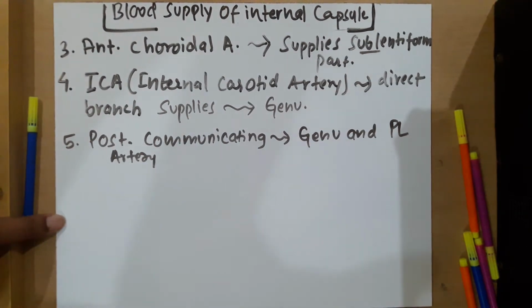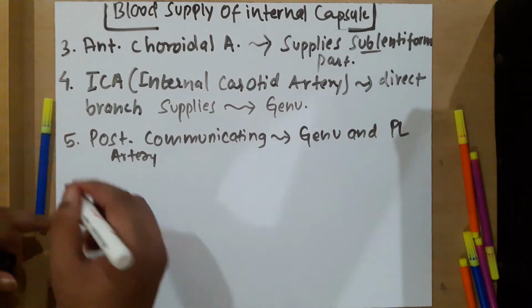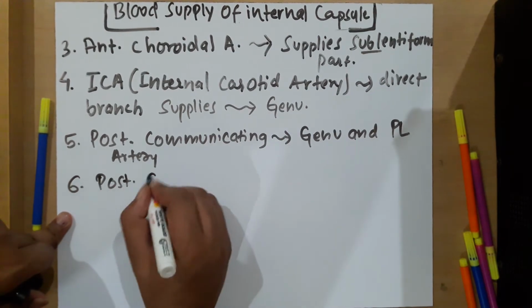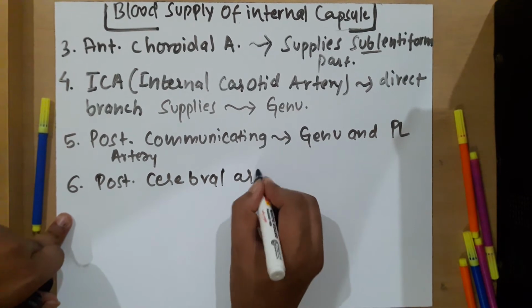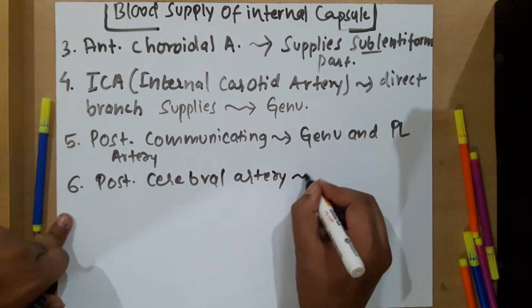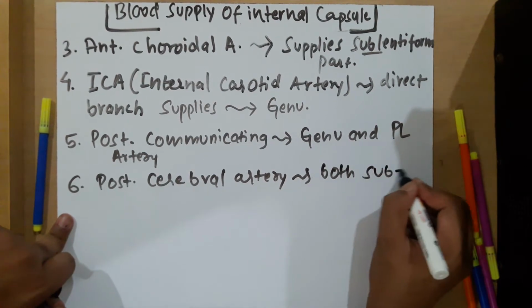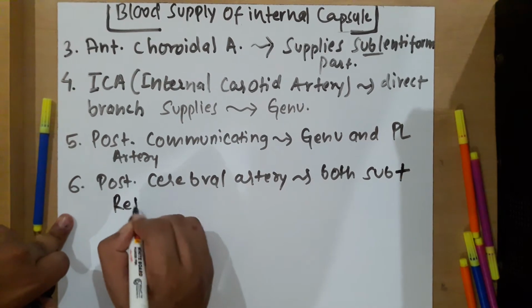it might cause the figure to be rough. Okay, that's why we only mentioned it. The sixth artery is the posterior cerebral artery, and this artery is supplying both the sublentiform and retrolentiform parts.